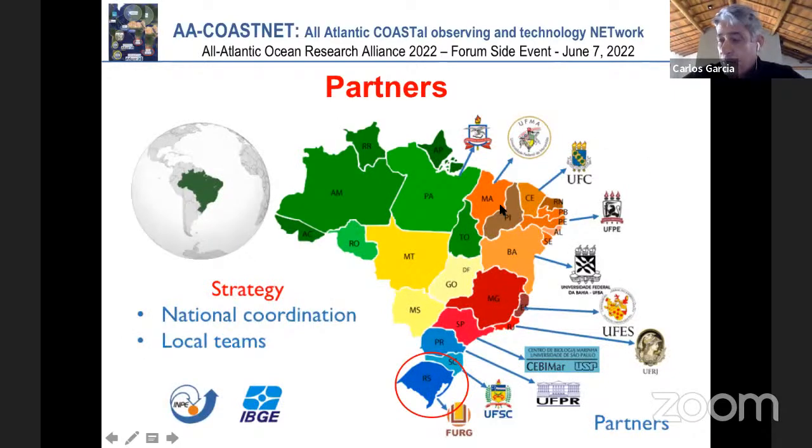So the strategy of implementing CEST is based on a lot of academic institutions along the Brazilian coastline. In this slide, you can see all the institutions that take part in CEST. We have a national coordination team in the south of Brazil. I'm the coordinator since the beginning of CEST, in Rio Grande do Sul state. And we have a lot of platforms along the Brazilian coast from the south to the north. The idea is that every academic institution receives a platform, either fixed on land or floating on coastal waters. They have to build a local team to work with the national team.